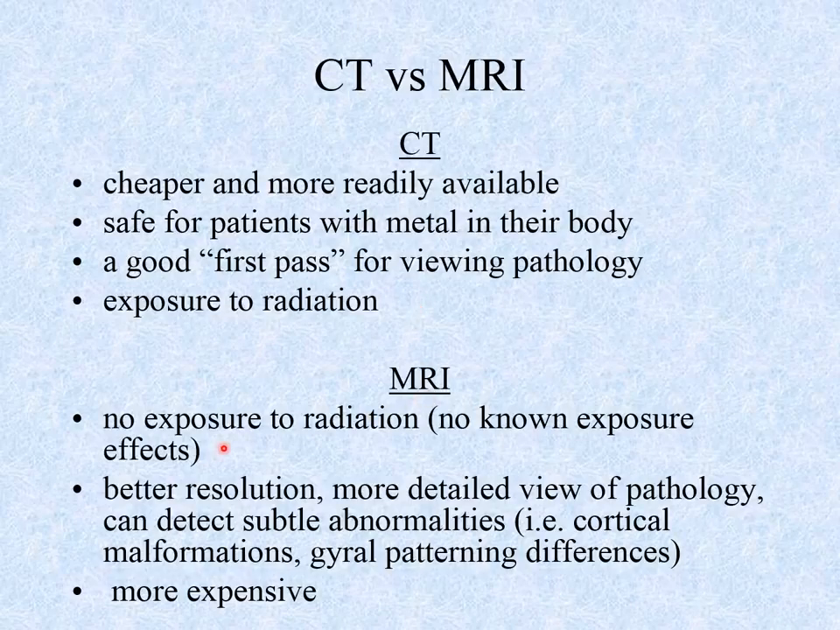For the MRI, there is no exposure to ionizing radiation, and there are no known downsides to the exposure at this point due to the radiation itself. It provides much better resolution, more detailed view of pathology, and can detect some very subtle abnormalities such as cortical malformations, abnormal gyral patterns. It is much more expensive.